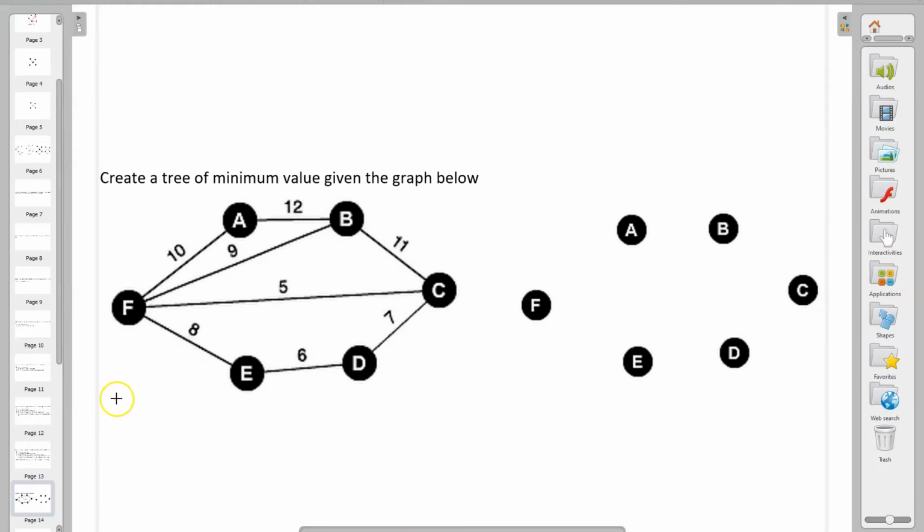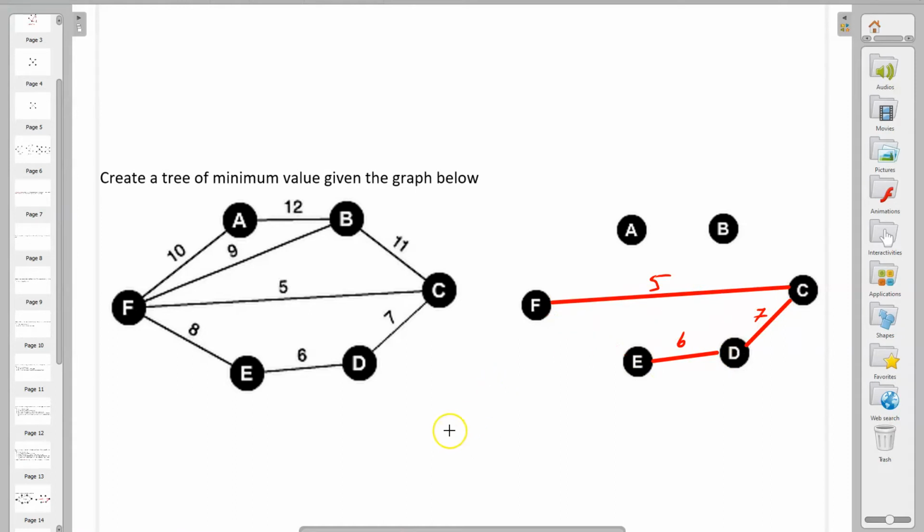Here we're asked to create a tree of minimum value given the graph below. Our first step is to identify the edge with the smallest weight. In this case, it's from F to C. Then find the next smallest, from E to D. Next smallest is from D to C, and after that it's F to E. However, by putting in F to E, that creates a circuit. We can now go around this way.